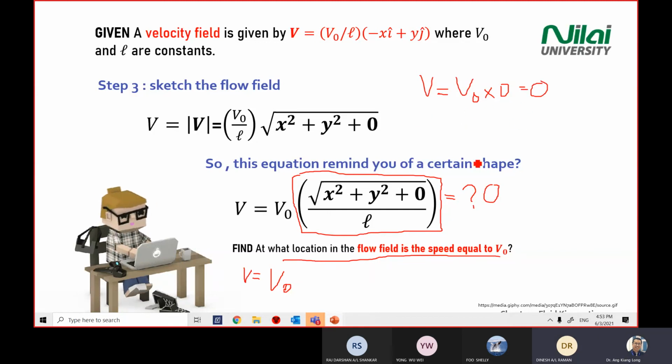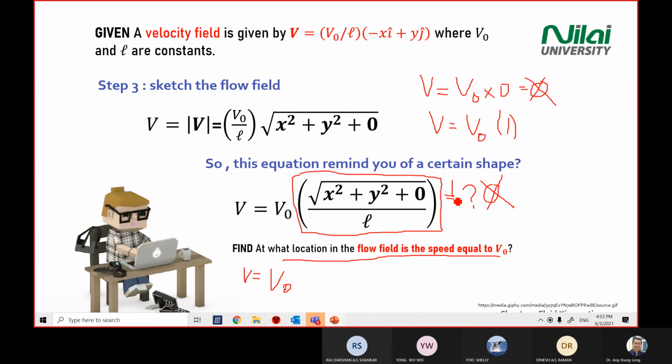But the question asks you not to find 0. The question asks you the velocity field equal to V0. So what do you need this component to be? This value needs to be what value? It's not 0. Okay, Raj, maybe you try. So the component value is equal to 1. So if we multiply, we get correct. Correct. It's 1. Okay, can you explain to Dinesh why this one can equal to 1?